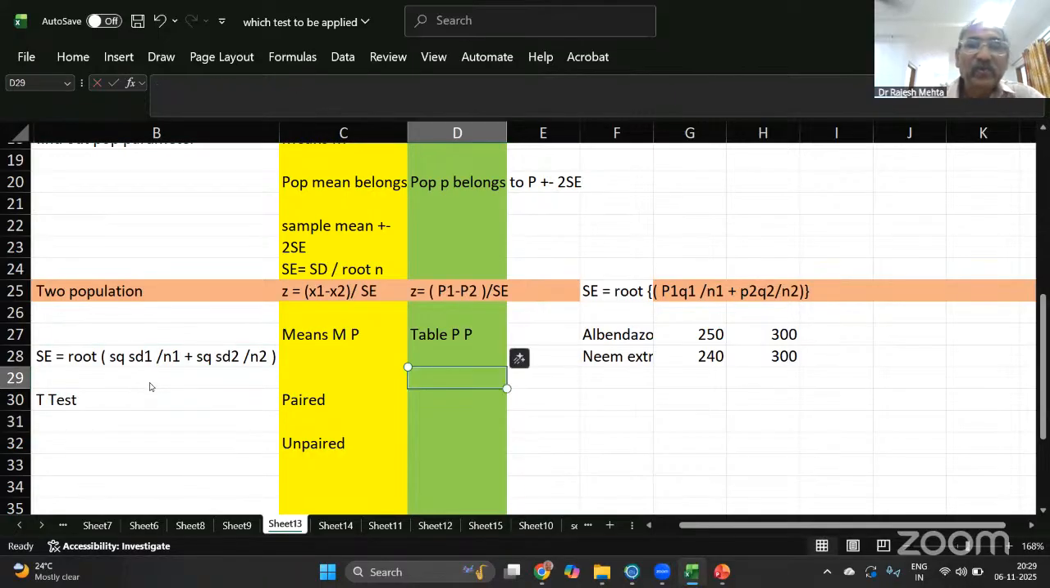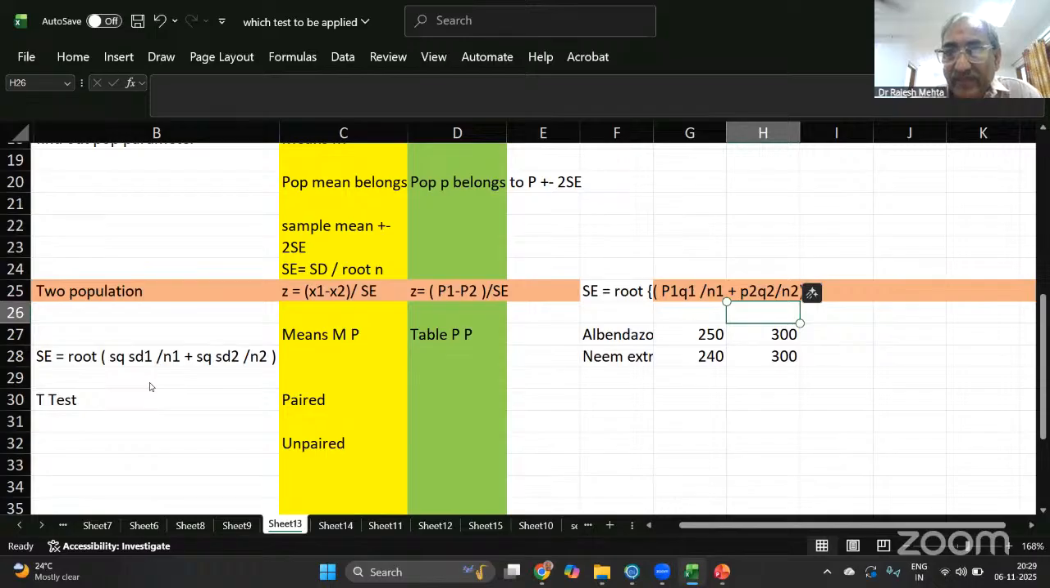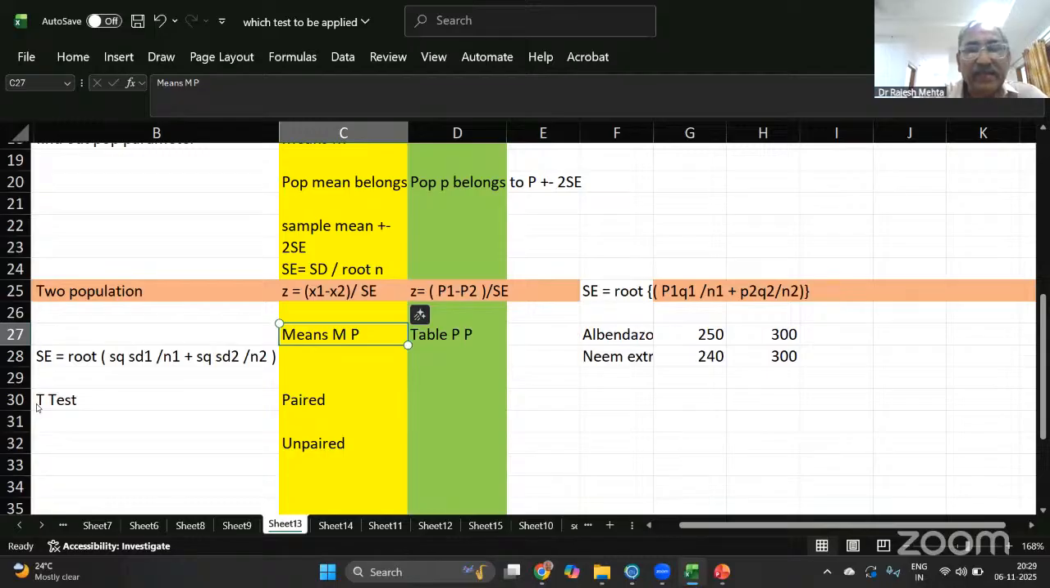Similarly, in the proportion also, two proportions are given, P1 minus P2 divided by SE. SE you can find out by this method and you can find out whether these two differ or not. Maximum you need to use this one. And in Epi Info, to find this out, this is a means command, this is a tables command, and how to use means and tables commands, that we'll be looking at now.